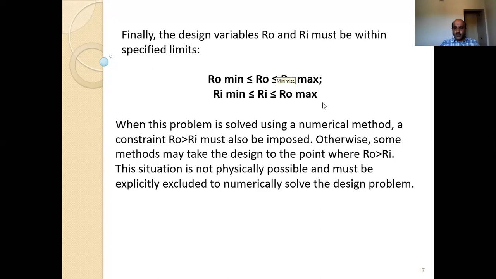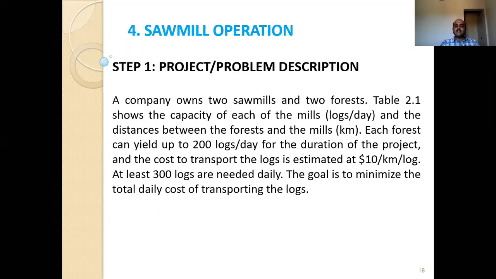Okay, I am going to start a new problem, the fourth problem now. Should we go ahead for 4? Yes, sir. Please make a note of this problem. This is the most important problem from the examination point of view. Please make a note of the next problem, that is the sawmill operation problem. I want everybody to note down this problem. Quickly.